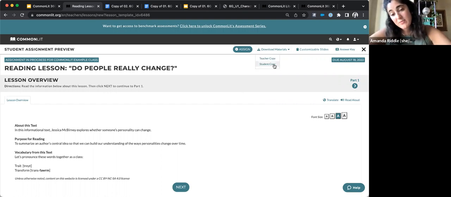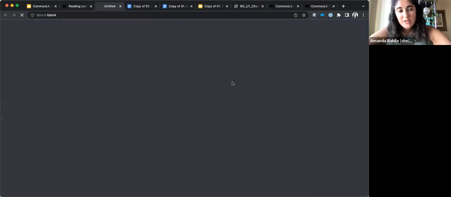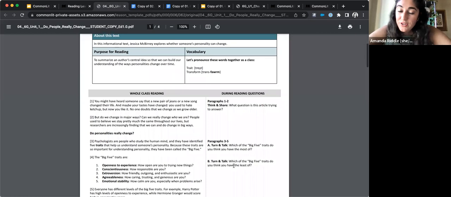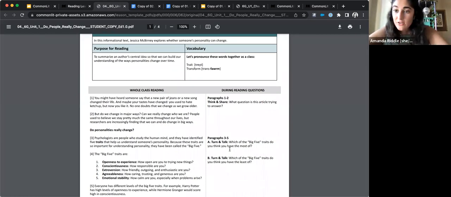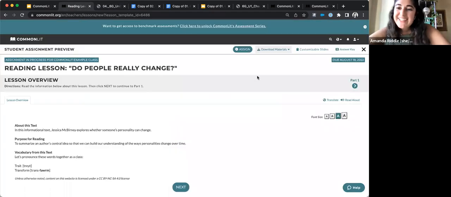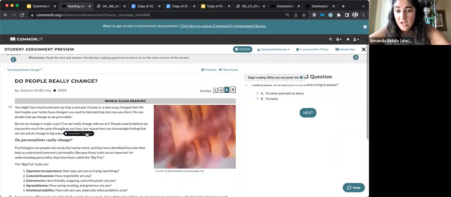I can either download the materials and have my students read via this PDF, print it out. There are those during reading questions we were talking about. They still come with the PDF. You don't lose that, but we definitely recommend digital because it saves all of the student work, their student answers to all of these questions.